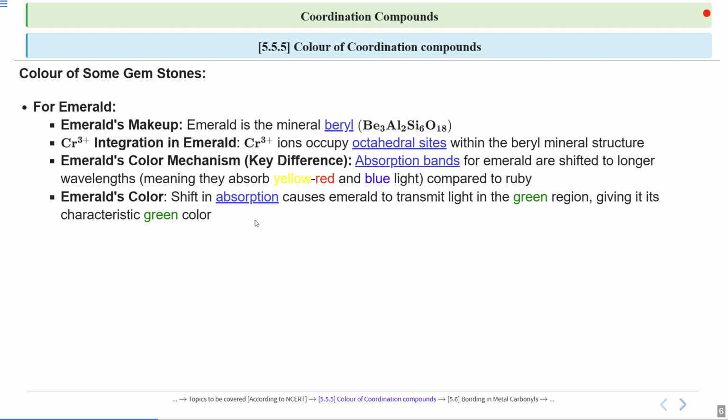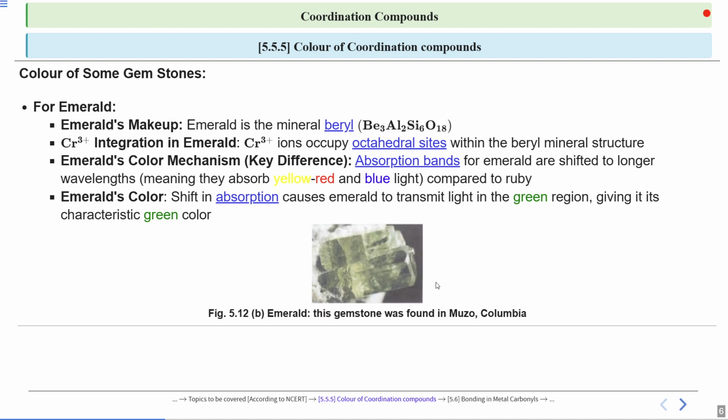Emerald's color. Because the shift in the absorption causes emerald to transmit light in the green region, giving it its characteristic green color. So the absorption area is shifting. Due to this absorption band shifting, it will cause the emerald to transmit light in the green region. So it is going to transmit the color as a green color.